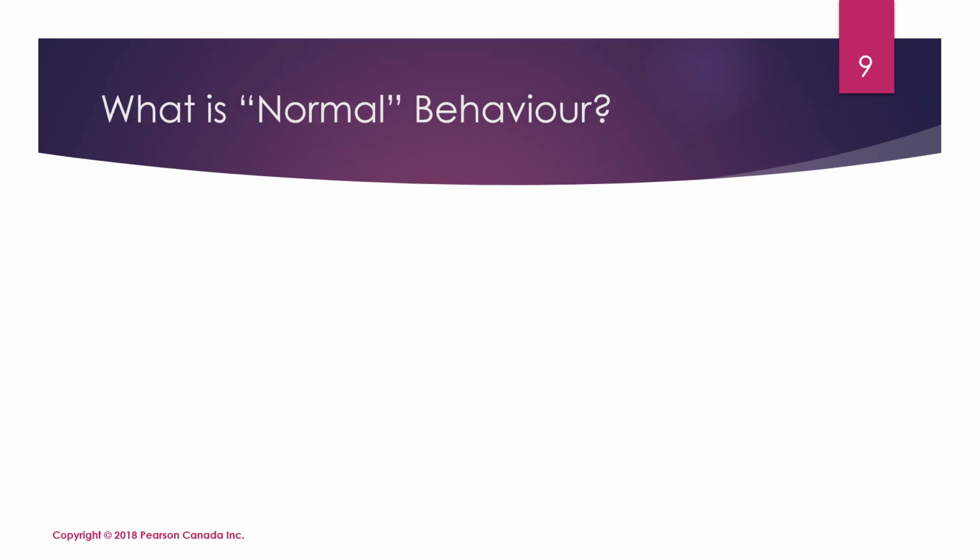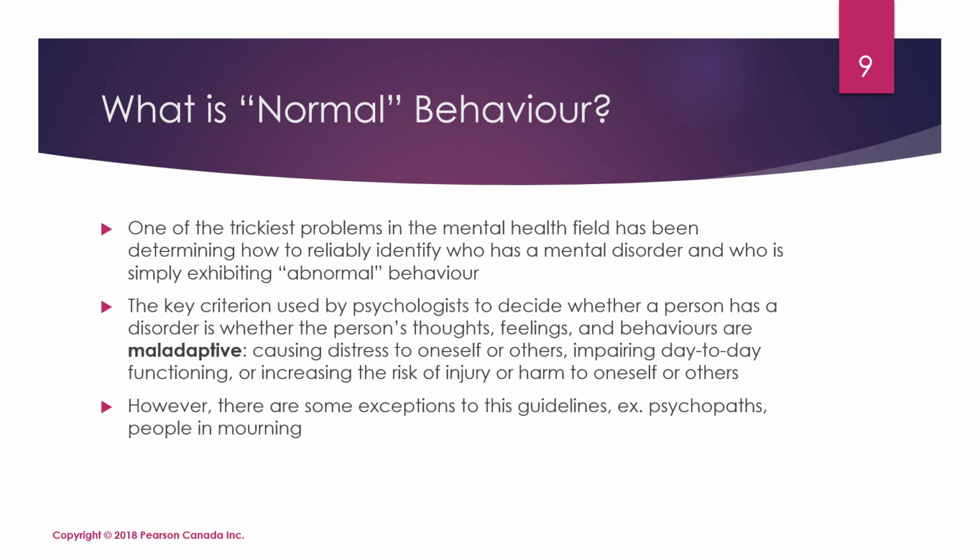So if we want to ask the question, what is normal behavior? One of the trickiest problems in the mental health field has been determining how to reliably identify who has a mental disorder and who is simply exhibiting abnormal behavior. The key criterion used by psychologists to decide whether a person has a disorder is whether the person's thoughts, feelings, and behaviors are maladaptive. Maladaptive means causing distress to oneself or others, impairing day-to-day functioning, or increasing the risk of injury or harm to oneself or others.